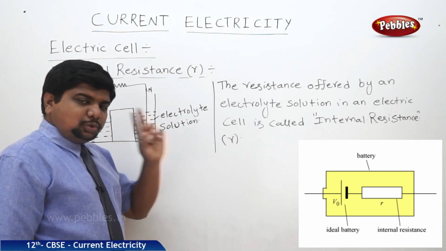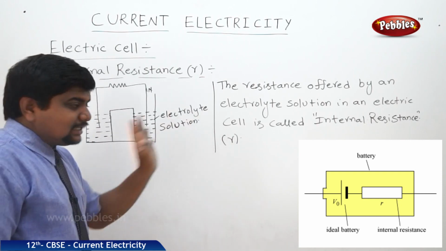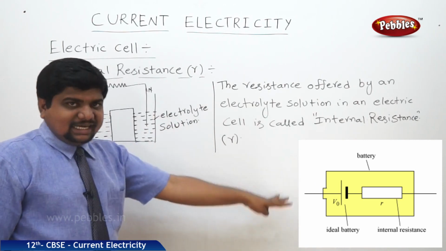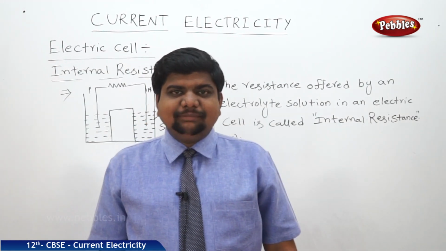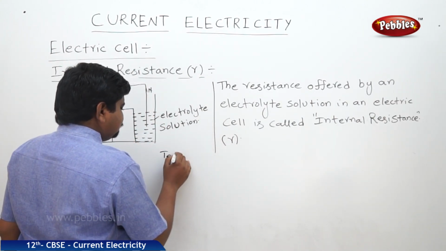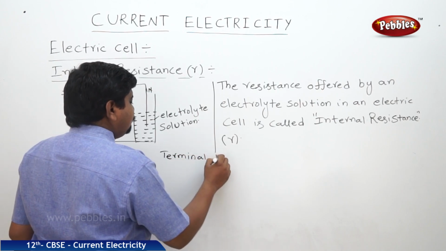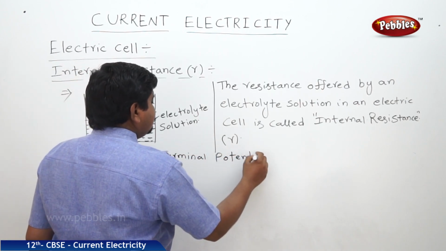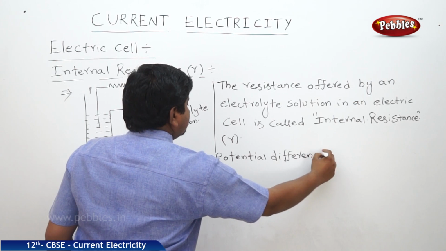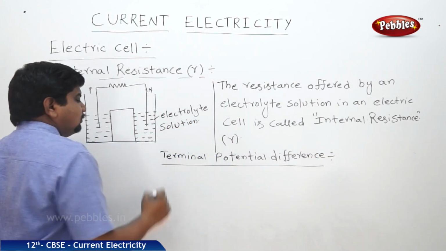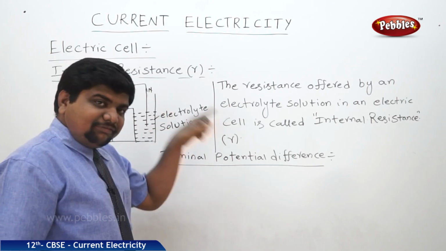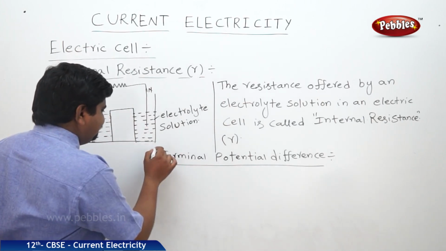Now we have discussed two terms, EMF and internal resistance. What is the relationship between this EMF, internal resistance, and the potential of the cell? Now we will see that. Next we will see the terminal potential difference of the electric cell. What is the meaning of terminal potential difference? This terminal potential difference is related to the EMF and internal resistance. But how? First, see the definition of it.